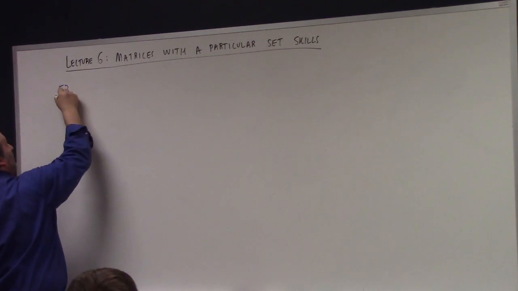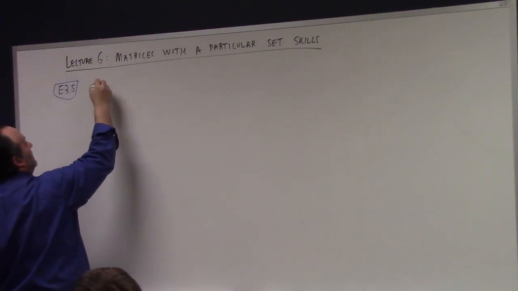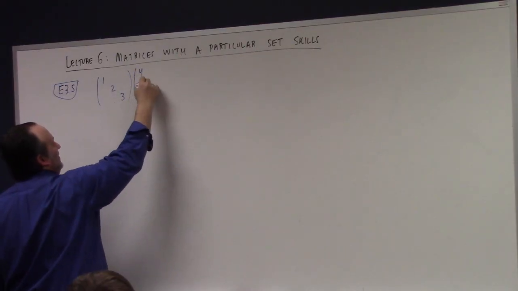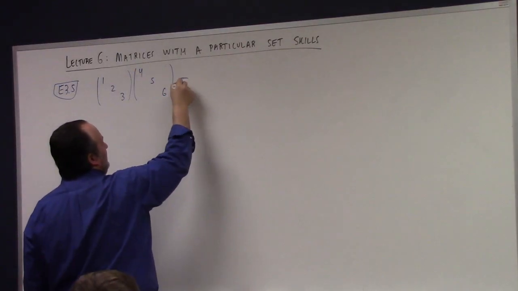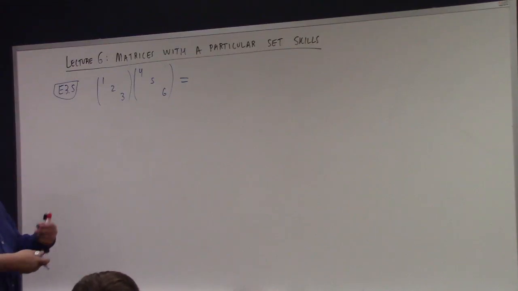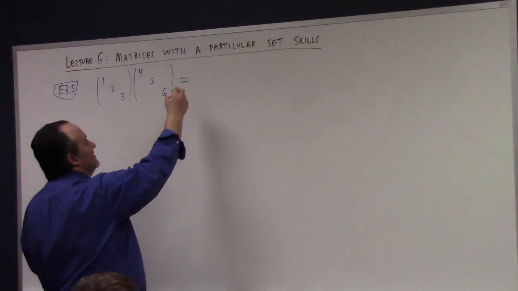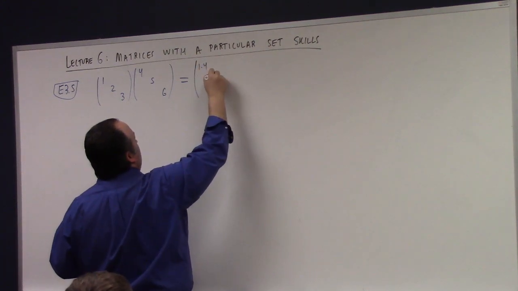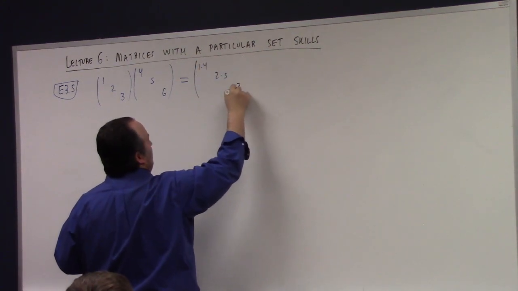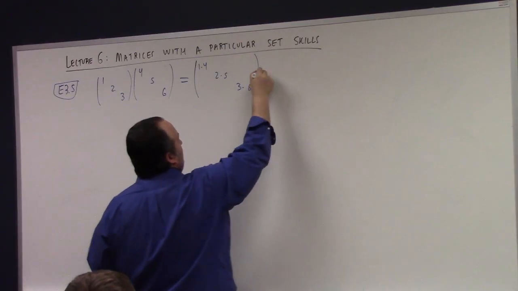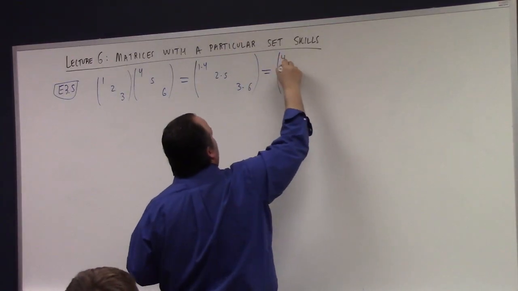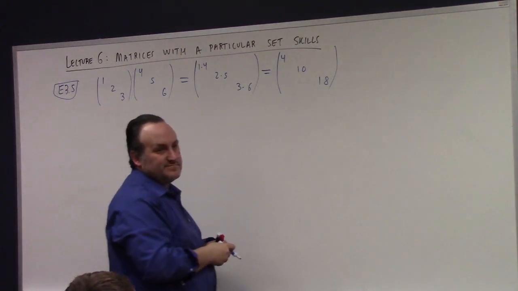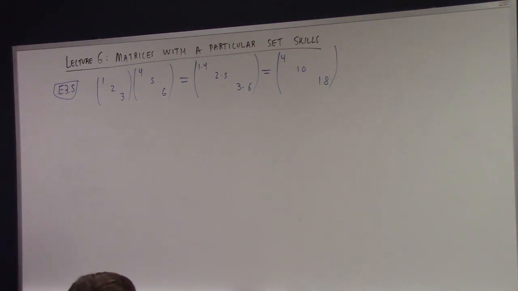So let's say example 3.5. If I had 1, 2, 3, and I was multiplying that by 4, 5, 6, and everything else is 0, how do you multiply diagonal matrices? You just do 1 times 4, 2 times 5, 3 times 6. That's how they multiply. Multiplying diagonal matrices is stupidly easy. That's how diagonal matrices multiply.